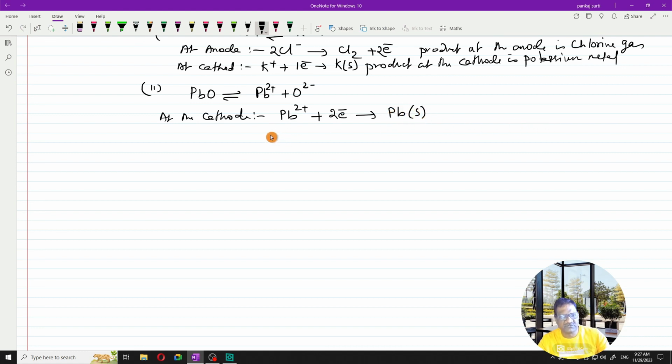So the product formed at the cathode will be lead metal. Slowly, steadily, you will see that lead is getting accumulated at the cathode.